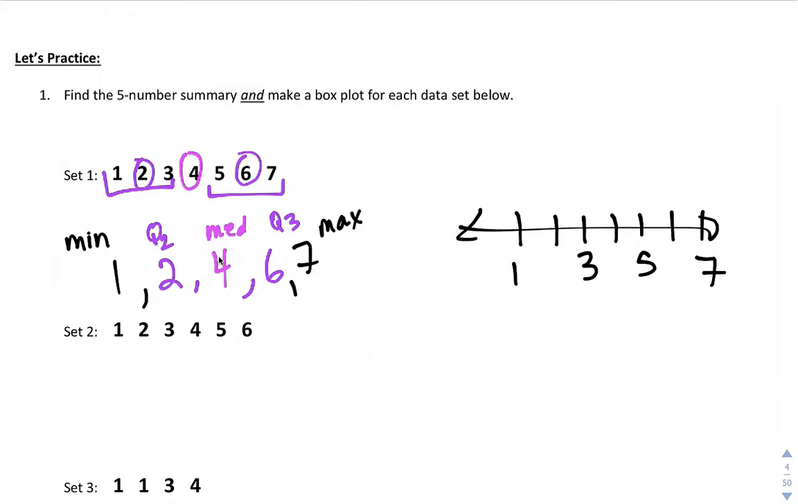All right, so to do this, you draw dots for your min and max. Q1, Q2, and Q3 are lines. So at 2, draw a line, at 4, draw a line, and at 6, draw a line. Again, this data is spread out evenly. So there's your box and whisker.